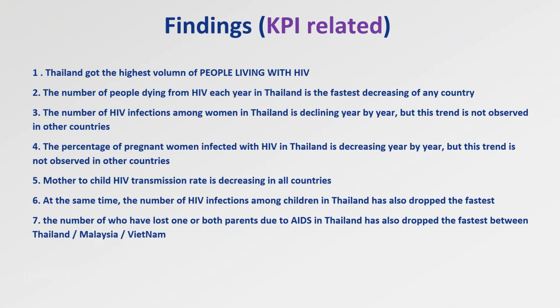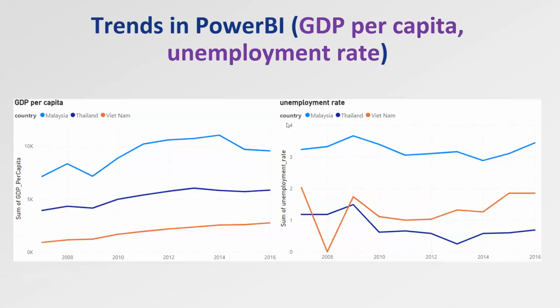The fourth one is that the percentage of pregnant women infected with HIV in Thailand is decreasing year by year, but this trend is not observed in other countries. The fifth one is that the mother-to-child HIV transmission rate is decreasing in all countries. Number six, at the same time, the number of HIV infections among children in Thailand has also dropped the fastest. And number seven, the number of children who have lost one or both parents due to AIDS in Thailand has also dropped the fastest among Thailand, Malaysia, and Vietnam.